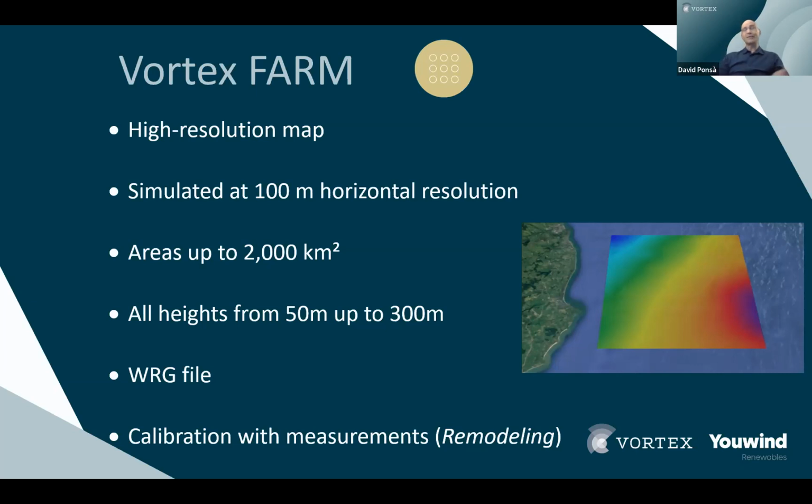I know that this is a size that maybe in the US is not that large, but we're working on that to be able to increase these areas. And basically what we pull out is a WRG file that tells you about the wind conditions in the whole area. And it can be calibrated with measurements. That's because it all started with onshore, where it's more likely to have measurements. When there are measurements, we can remodel, so we can enhance the accuracy of the map by using the measurements. This is optional. If users want to do that, that's fine.